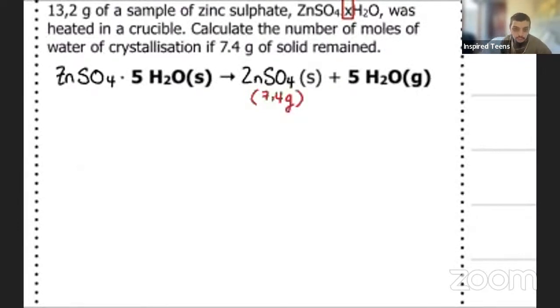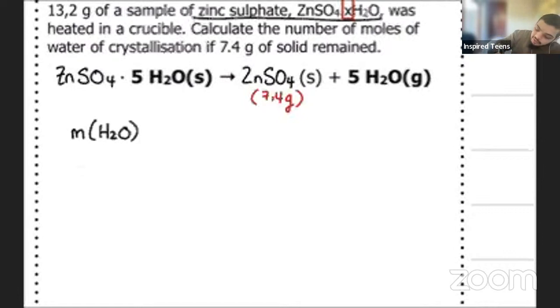So the first thing that we have to calculate is what was the mass of H2O? Because we can use the difference between the zinc sulfate, because we have the mass of the zinc sulfate. It's 13.2 grams. 13.2 grams of zinc sulfate initially was present. But once we evaporated the water, we were only left with 7.4 grams. So the difference between the two would tell us how much water actually evaporated. So the mass of H2O can be calculated using that concept.